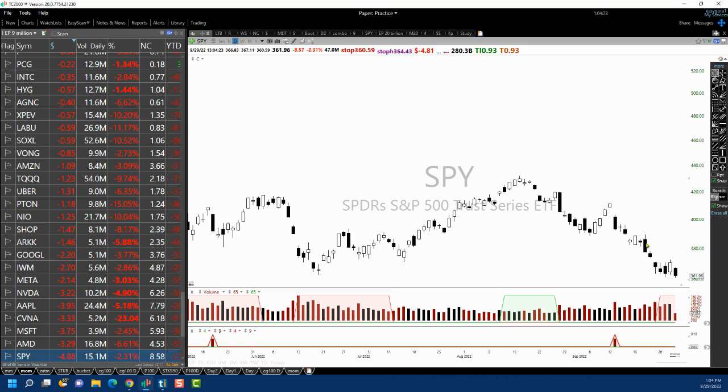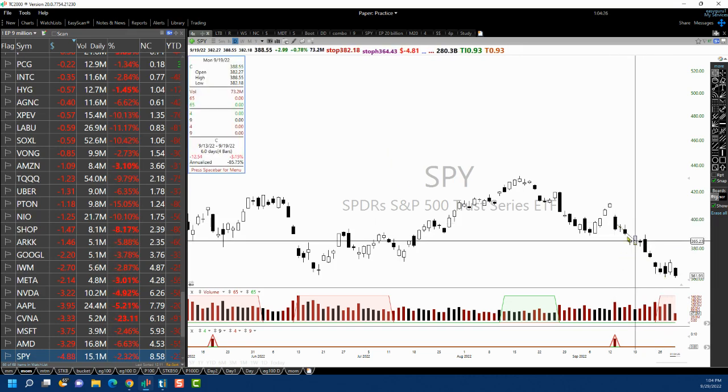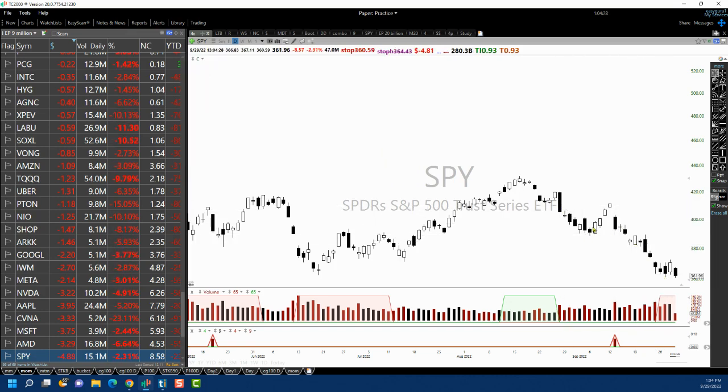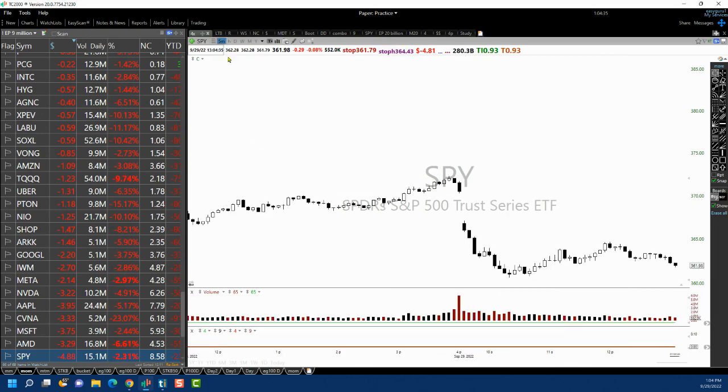If you timed a short here, it worked. If you timed a short here, it worked. If you timed a short here, it worked. If you timed your long, it worked. During this time period, longs worked. But yesterday wasn't really a convincing day, as we saw.